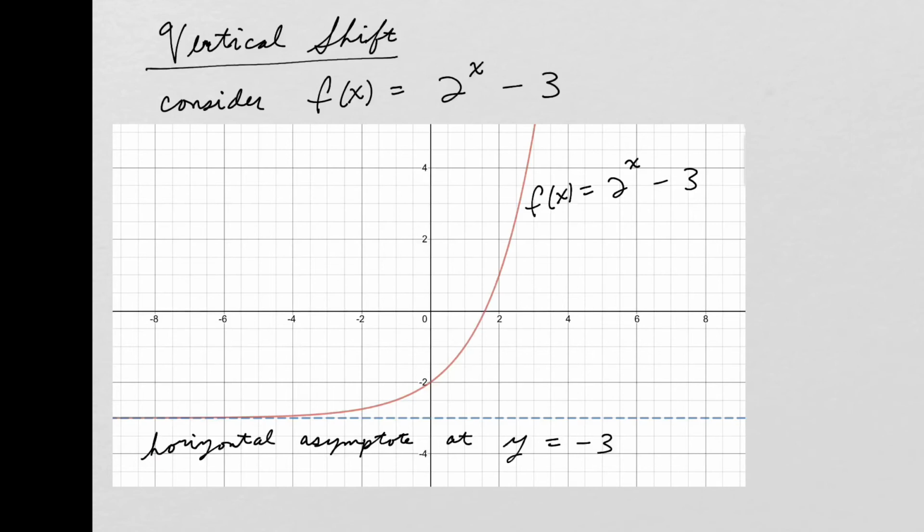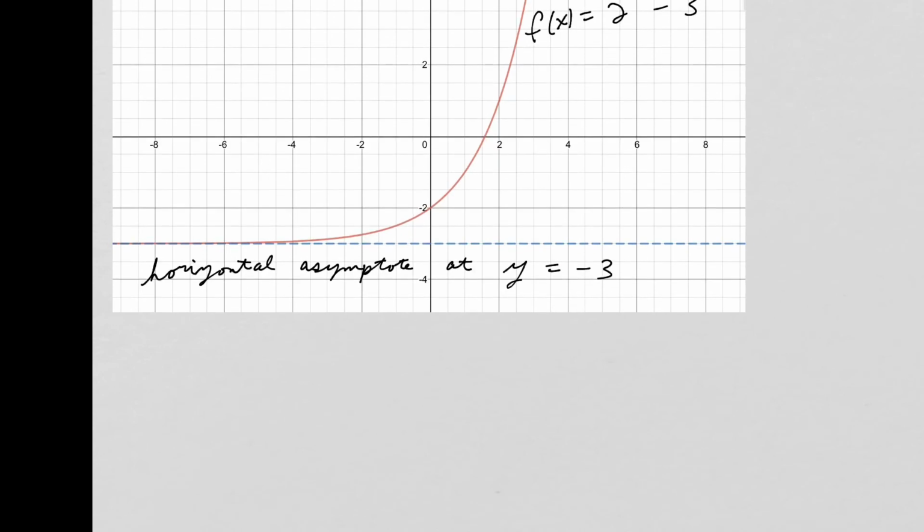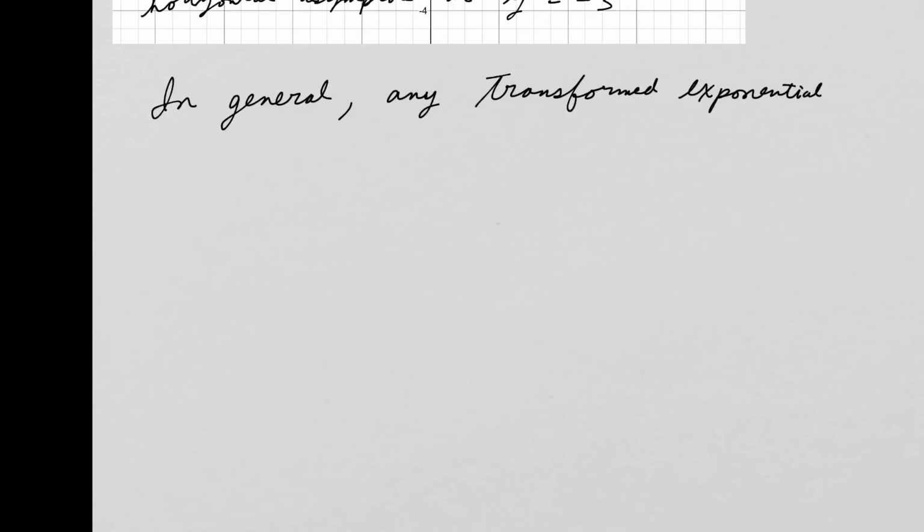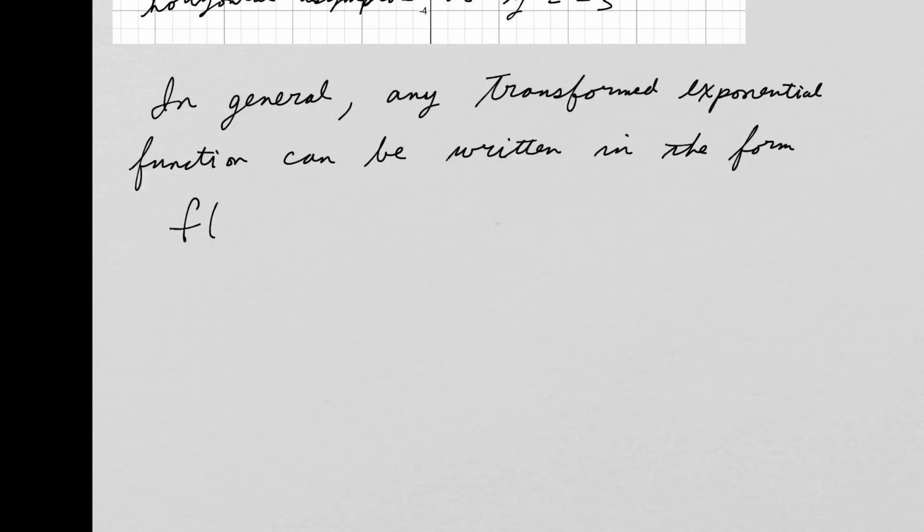Okay, so in general, any transformed exponential function can be written in the form f of x is equal to a b to the x, and then I will also account for the fact that it could be vertically shifted, so I'll do plus c. Okay. Now, what's going to happen in this case?